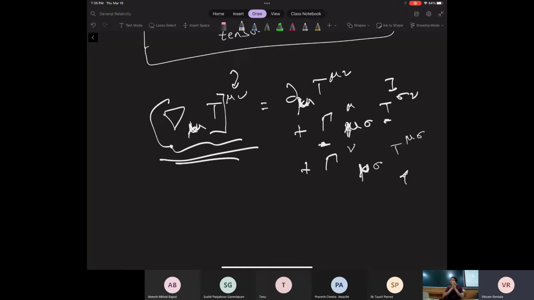Okay, any other questions? Anyone online with questions? Sir, in this case, in the last term, why isn't it T sigma mu? Because we don't know if T is symmetric. If T is symmetric, then it is fine. But if T is not, then how to put in the indices? Here? Yes, sir.